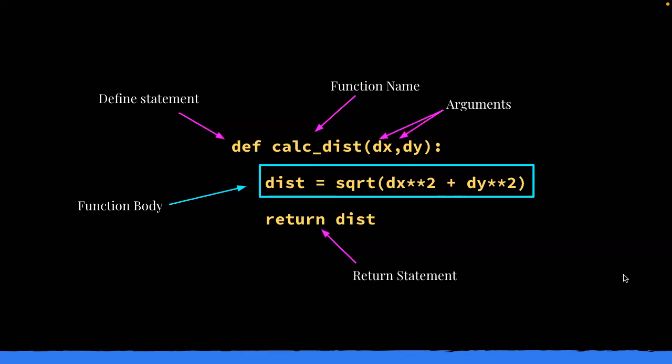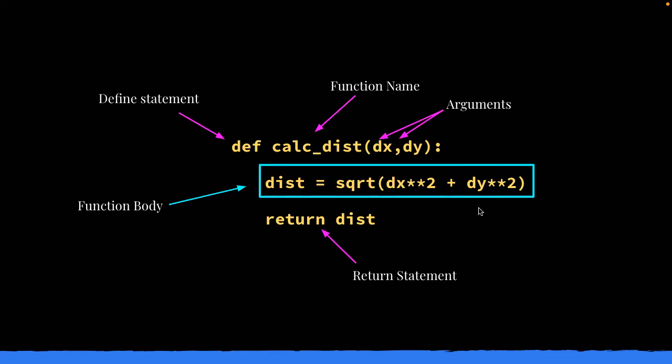Okay, so this is another example. This one calculates the distance between two points. We have our define statement, so def, and then our function name, and we have our two parameters, dx and dy. Also important, there's a colon right here. Don't forget this colon. You might run into errors otherwise. And then here is the body of the function. It creates a variable called dist that calculates the distance between dx and dy, and then it returns dist.